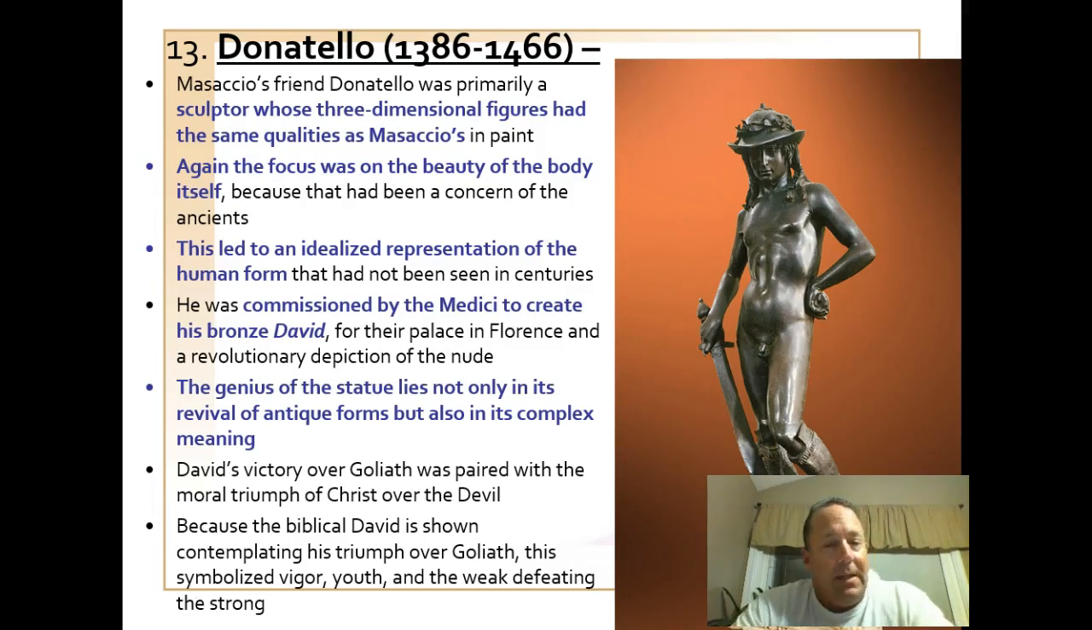Donatello. Okay, this is David. Yes, this is David, the biblical figure, David. This is the first time since antiquity that we've seen a bronze sculpture, and that it is freestanding. Okay, and it really is a 360-degree piece of art. And depending on where you stand and look at this sculpture, you're going to get a little bit different idea of what's going on. Okay, so you're going to see different things, and so that's one of the beauties of these.